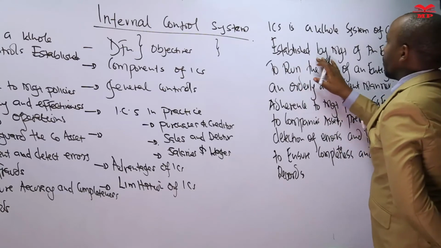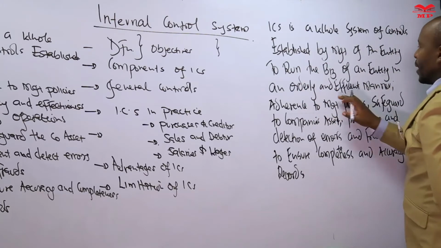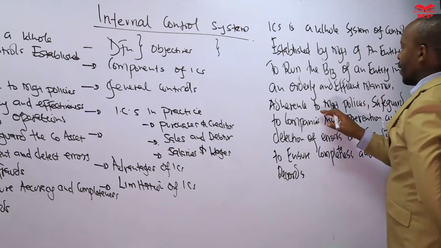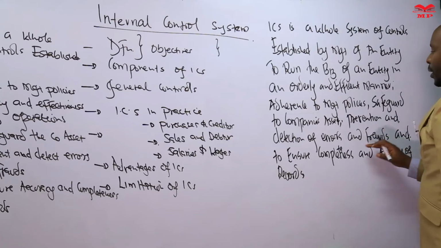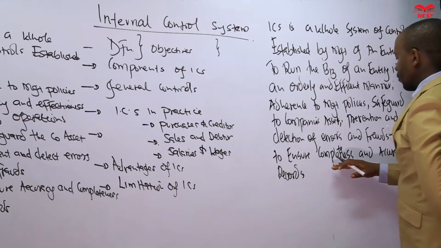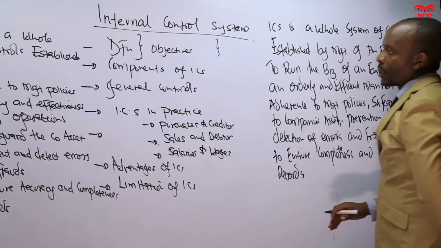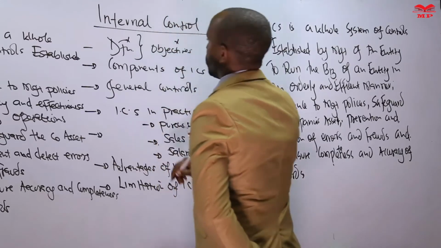Those controls are established by the management of an entity to run the business of an entity in an orderly and efficient manner, to ensure adherence to management policies, to safeguard the company's assets, prevention and detection of errors and frauds on a timely basis, and to secure as far as possible completeness and accuracy of records. That is my definition. Having introduced the definition, then I have also to list the objective.